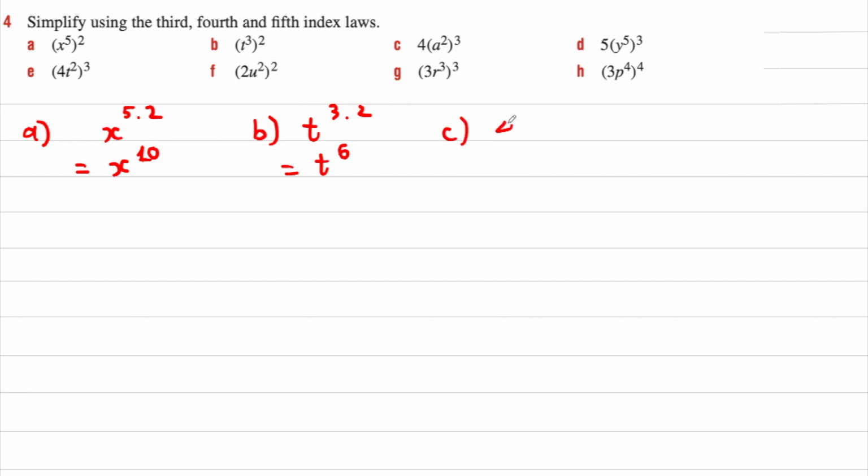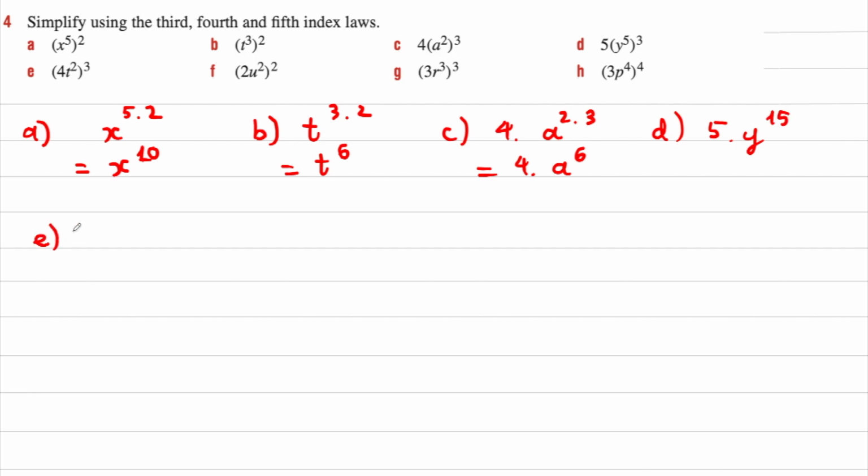Question C, 4 will be outside. A squared, multiplied by 3, equals 4 times a to the power of 6. This is not the addition of the indices, it has to be multiplication. And about D, 5 outside, you get y to the power of 15.